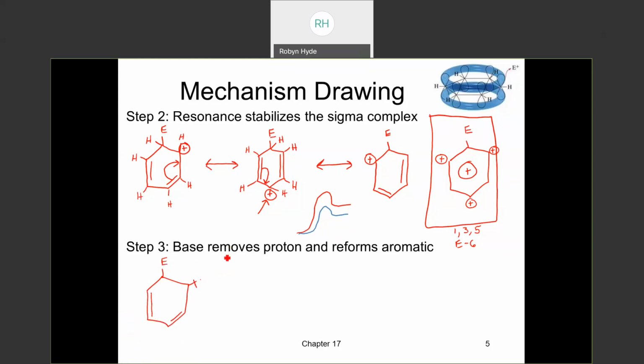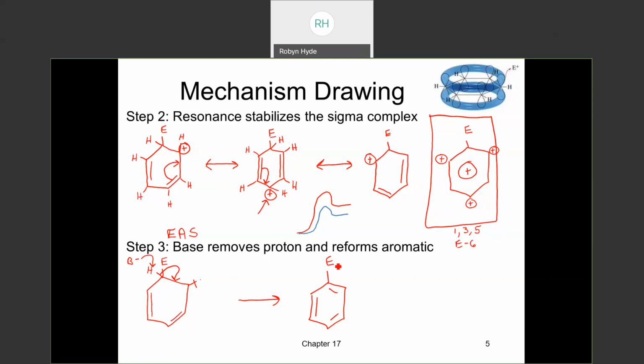What happens in the last step of electrophilic aromatic substitution is that a base that is present in solution removes the proton from the same carbon as the electrophile. Those electrons between the carbon and the proton move in to reform the double bond. And then our final compound is going to be back to the cyclic conjugated aromatic system with a new electrophile. Okay, so then that is all of the steps.